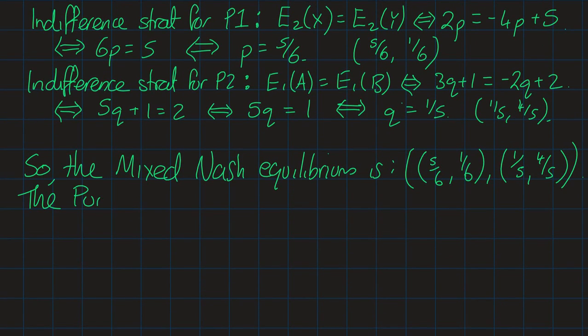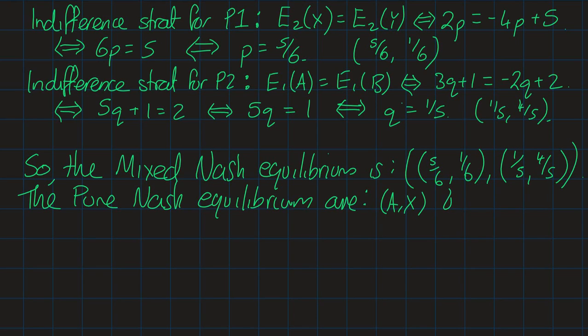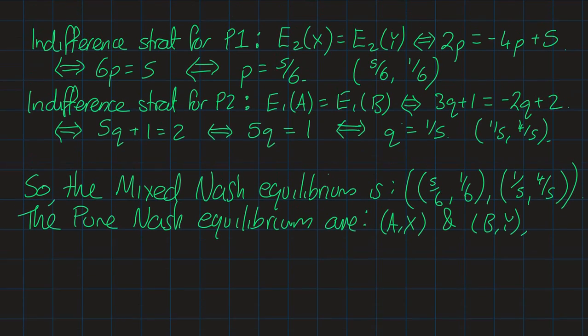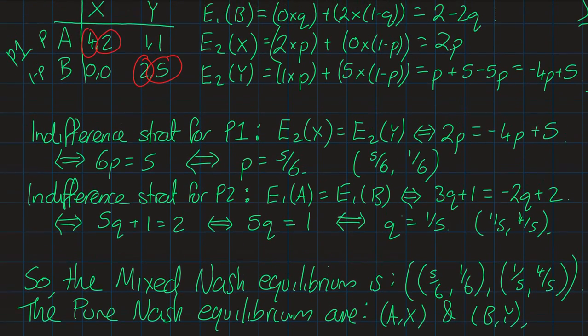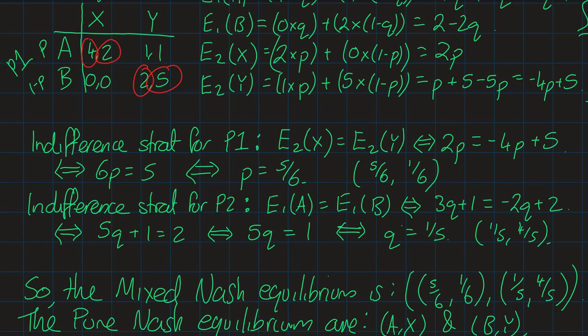The pure Nash equilibrium are AX and BY. So this particular game that we're examining now has a mixed Nash equilibrium and it has a pure Nash equilibrium. It has both. Okay, and that's perfectly fine.